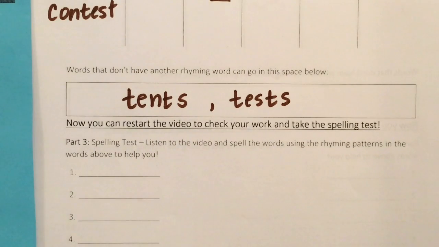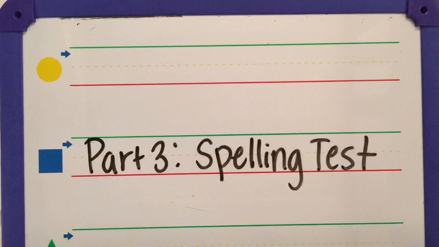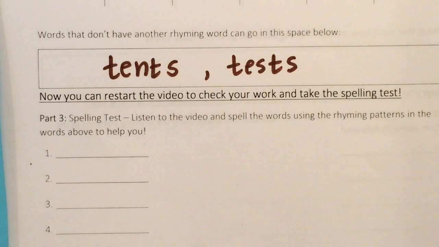All right, moving on now to part 3 of the spelling test. Okay, part 3, spelling test. Listen to the video and spell the words using the rhyming patterns in the words above to help you. Remember, just like I showed you in lesson 6, you should be using the spelling patterns in the words up above in order to spell the words correctly down below.